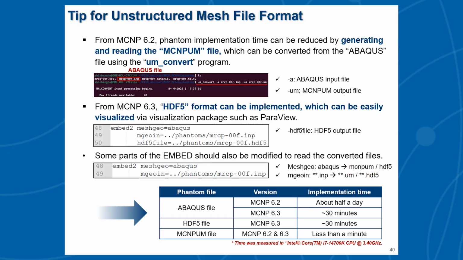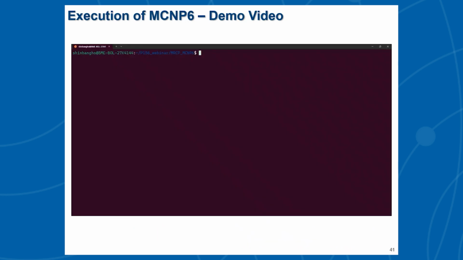As you can see, if you use the MCNP file format, the implementation time takes less than a minute for an Intel i7 14th generation CPU. So here's a demo video to run the MCNP6 example in the Linux system. The external exposure scenario was run using MCNP 6.2.